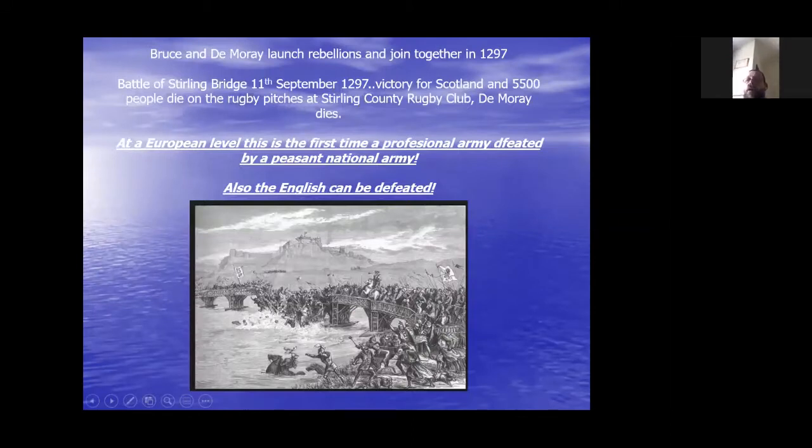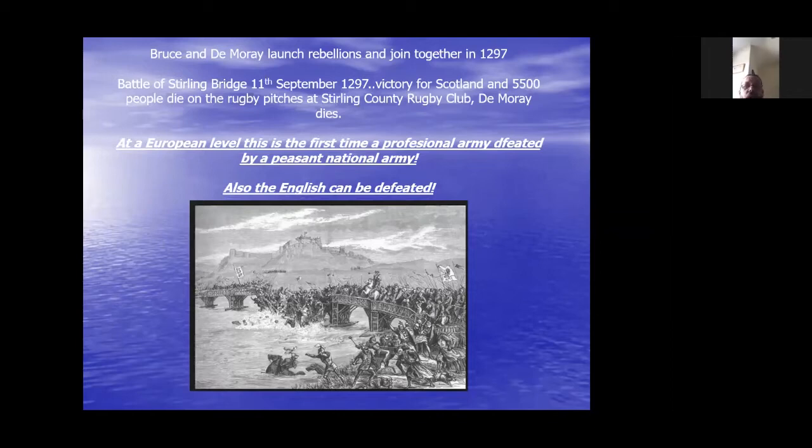So the broad context for the battle. Bruce and Murray launching separate rebellions. There are quite a few other rebellions around Scotland. These are the main two. They join up. Their army is getting bigger. Edward sends Warren and Cressingham north to defeat them. There's some talk of peace at the beginning. Wallace rejects the peace. The English army start to cross.